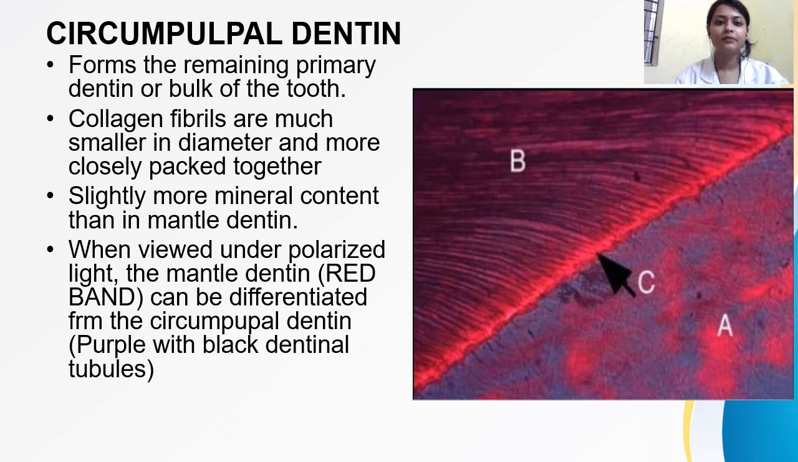Now coming to the circumpulpal dentin. It forms the remaining primary dentin, the bulk of the tooth. One part is formed by the mantle dentin, the first. Second is the circumpulpal dentin, the remaining part. Collagen fibrils are much smaller in diameter and more closely packed together. Slightly more mineral content than in the mantle dentin. When viewed under polarized light, the mantle dentin appears as a red band, which you can see in this image. It can be differentiated from the circumpulpal dentin, which is purple with black dentin and tubules. We can find the differentiation and understand this. The mantle dentin is the red band, and the black dentin and tubules is the circumpulpal dentin.